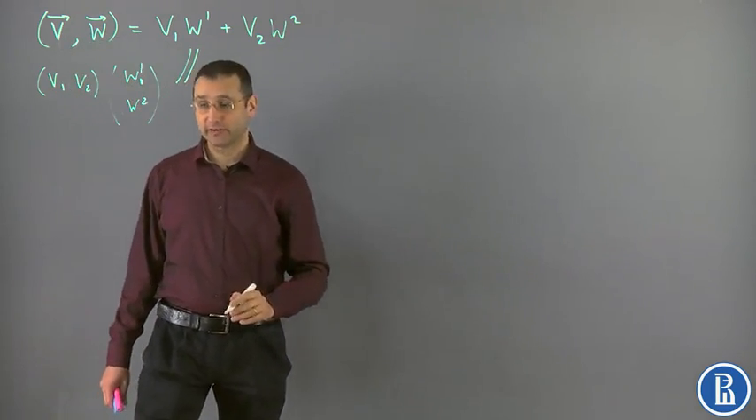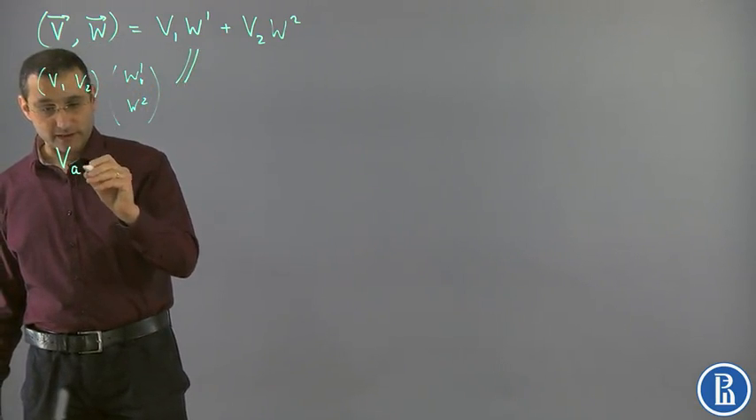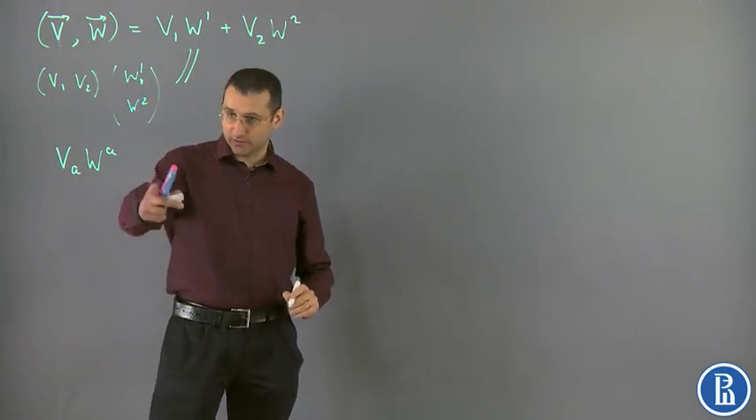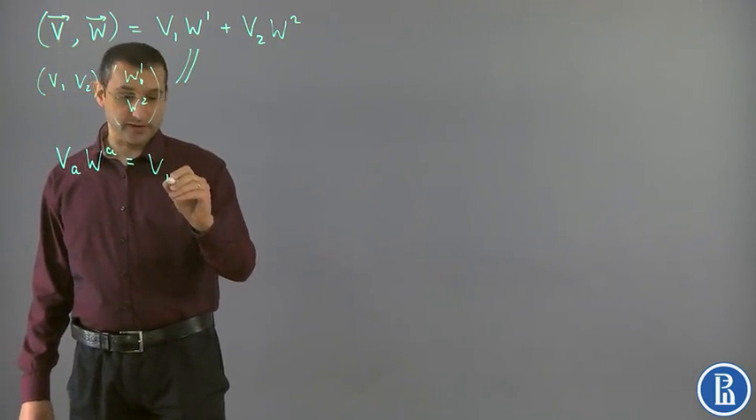Now, in tensor notation, the scalar product can be written like this, where we assume summation over a. So this is a scalar product of two vectors. This is the same.